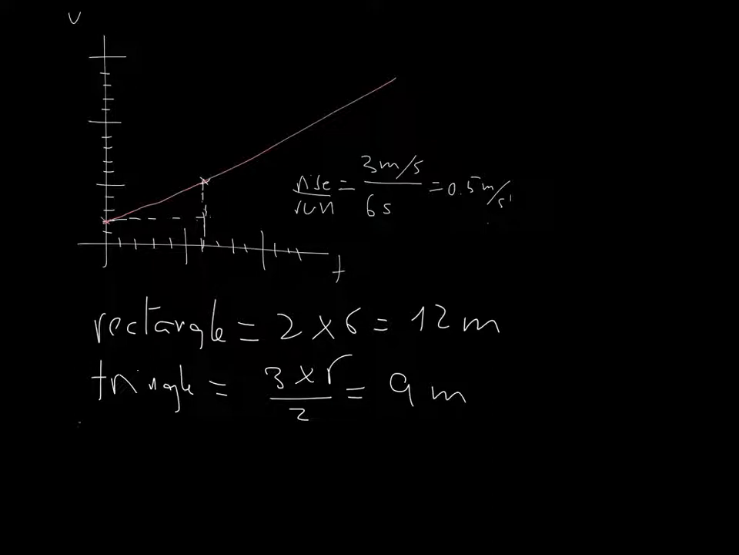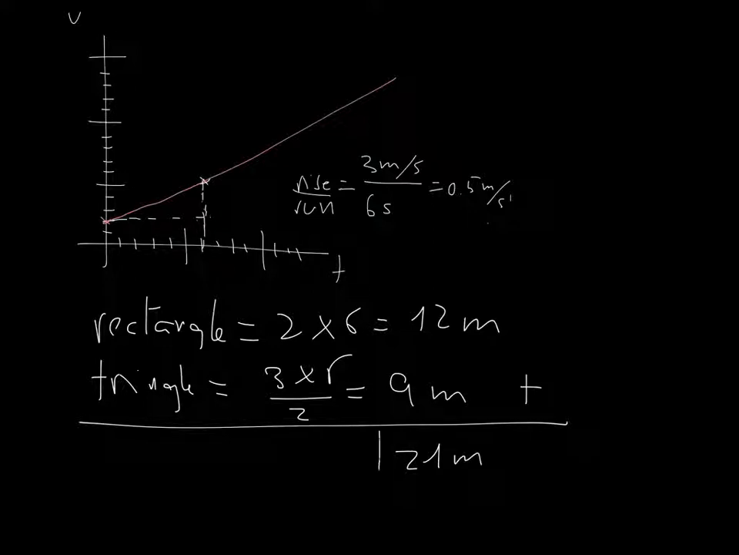So what is the total displacement of this car? Well, it's the total area, so it's the rectangle plus the triangle. So this plus this. So the total displacement of my car is 21 meters.